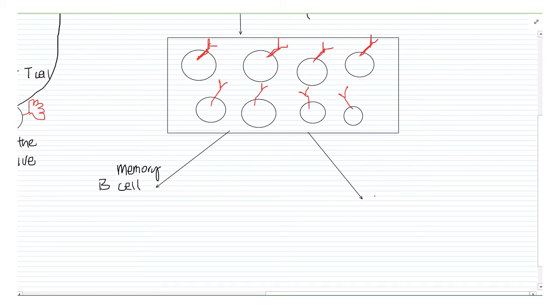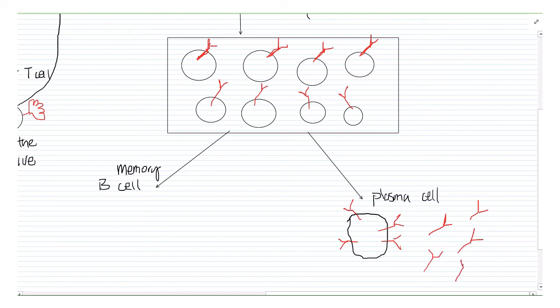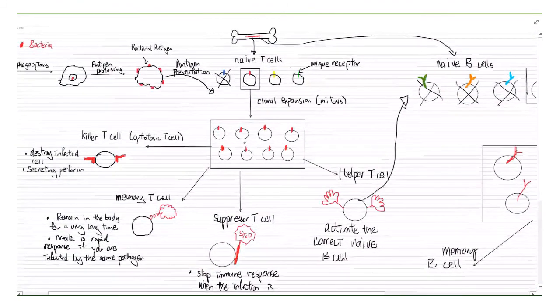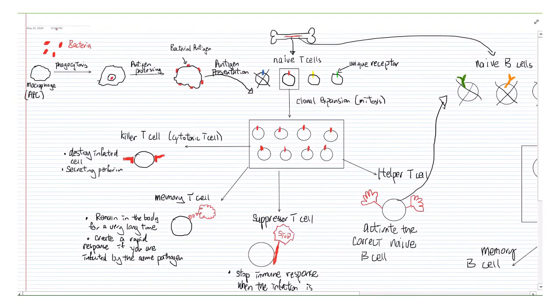And you are going to create something called a plasma cell. A plasma cell is basically an antibody factory. So here is the plasma cell, and it's going to mass produce antibodies. You have all these antibodies coming up, and these antibodies are going to be tailored to the infection that we have. In this case, they would be tailored to attack these red bacteria.